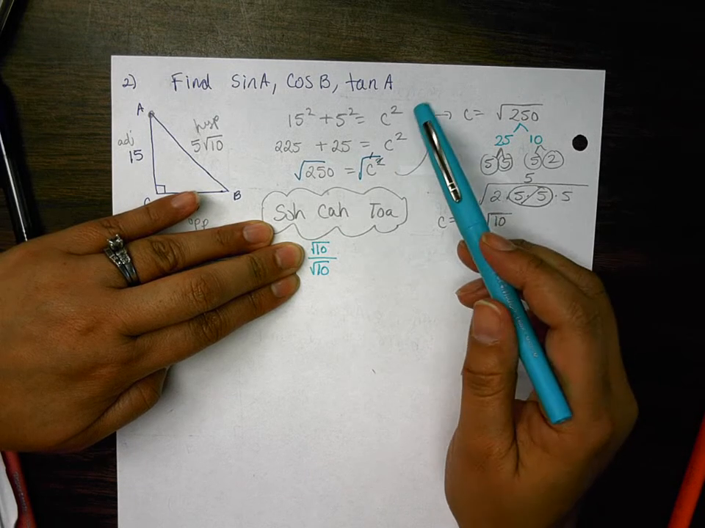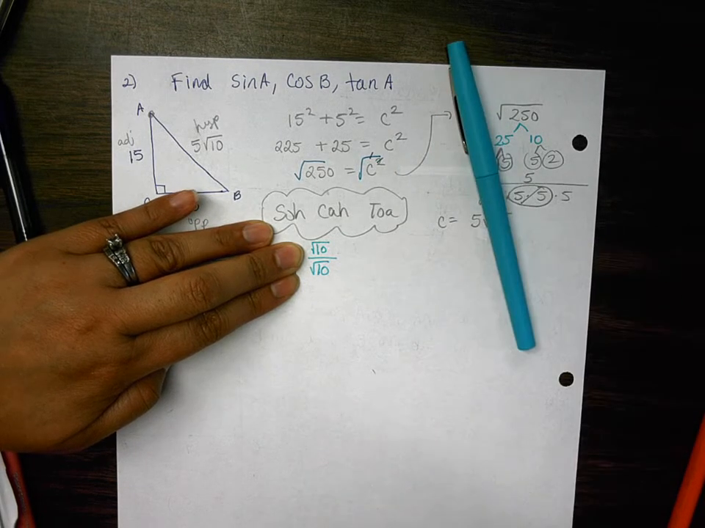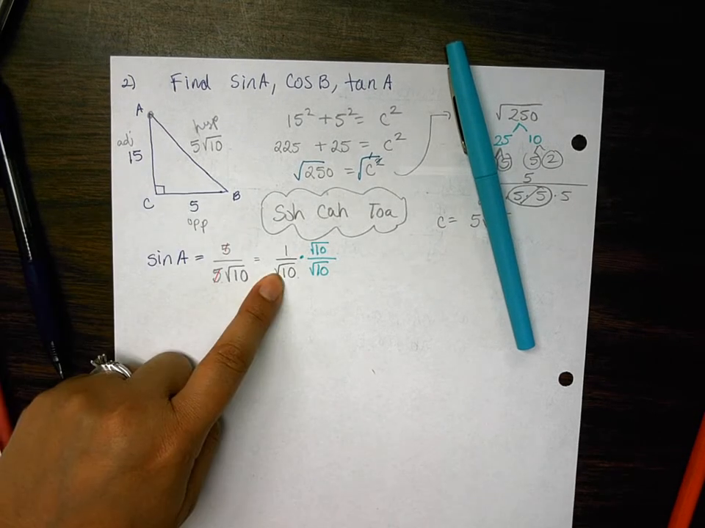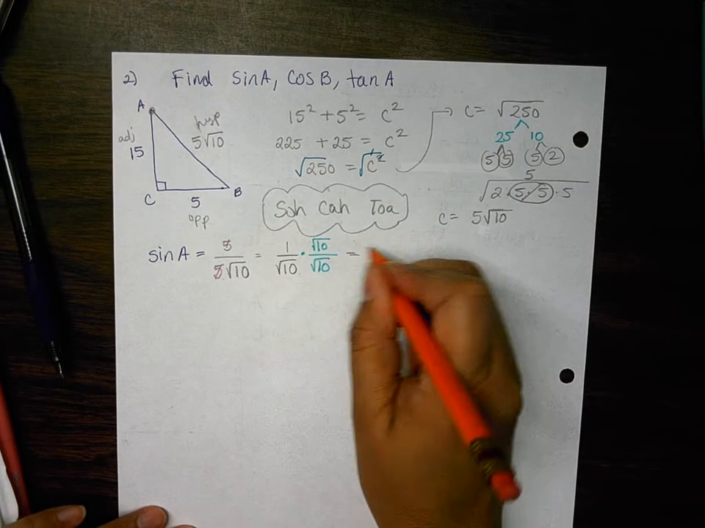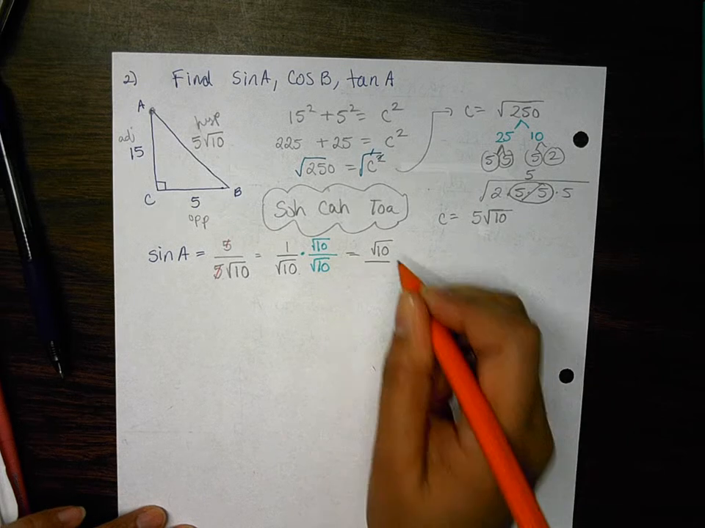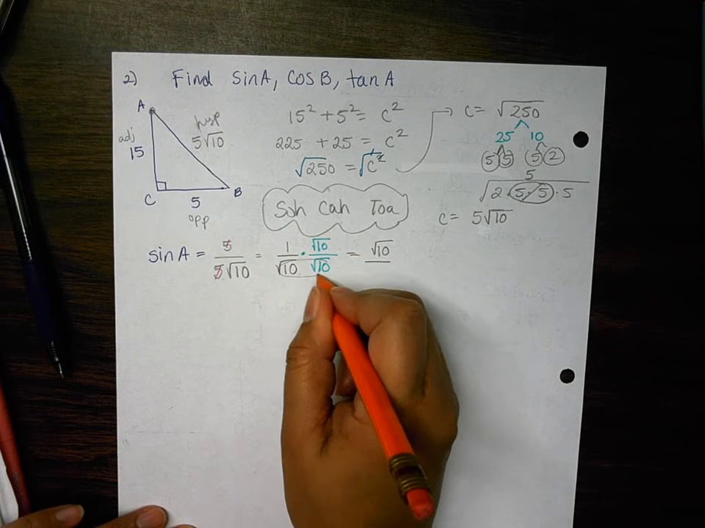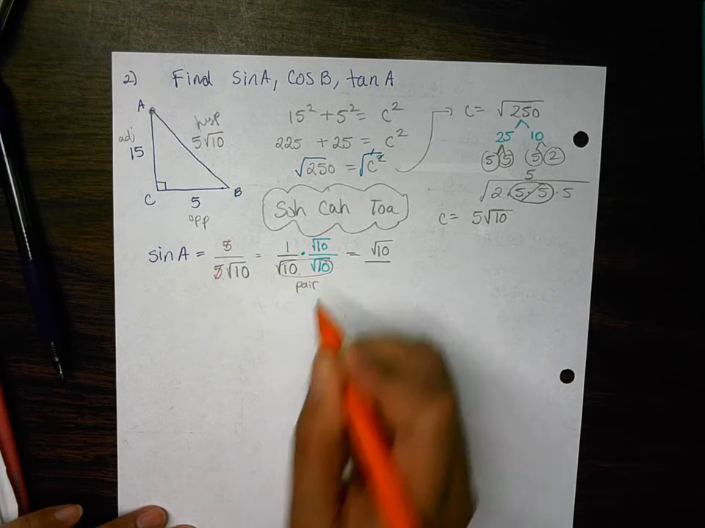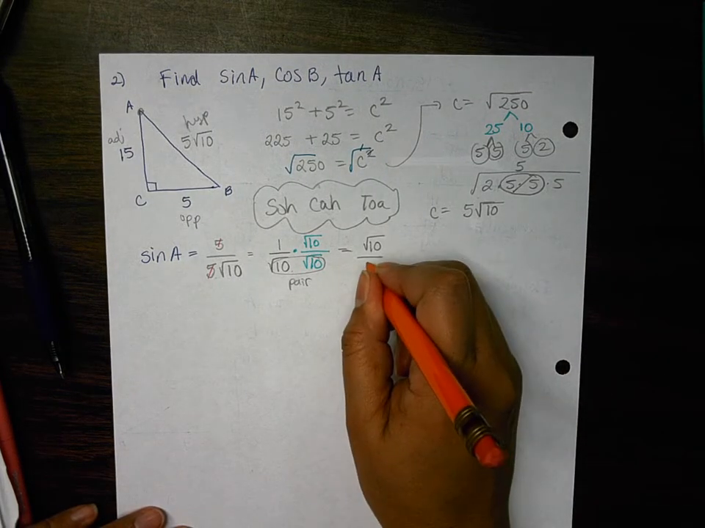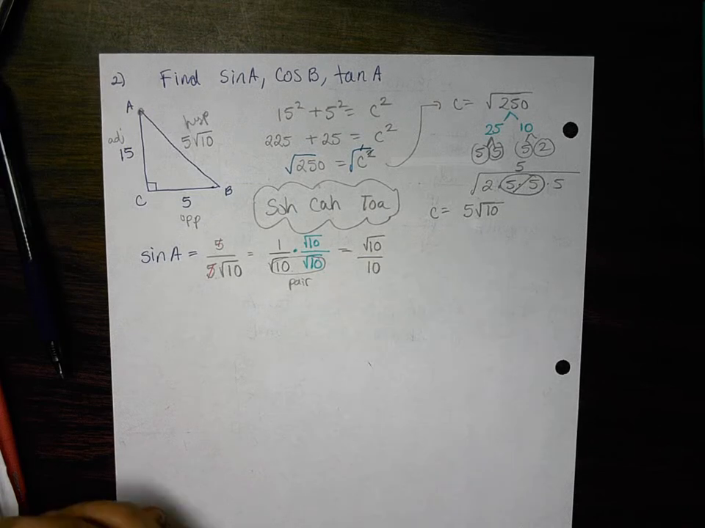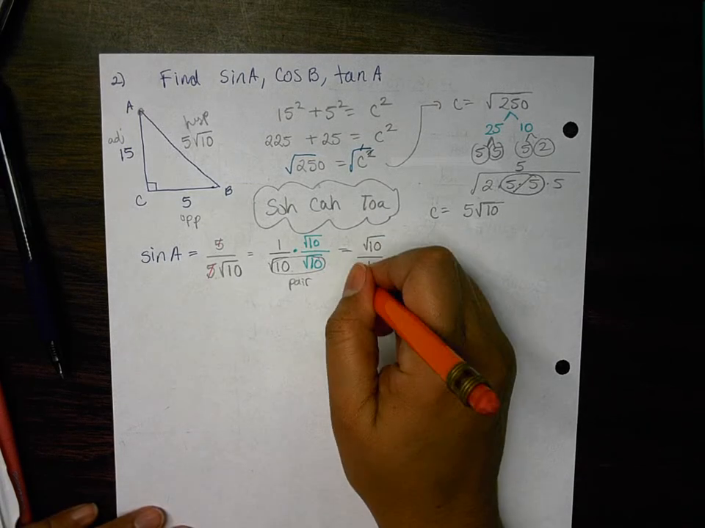Root 10 over root 10 is 1. And 1 is called the what? The multiplicative identity. Meaning if you multiply by 1, do you change the original value? No, you're going to change the way it looks, which is what we want. 1 times root 10 is root 10. And the whole reason we picked root 10 is so that there would be a what? A pair. Without saying 100, what's root 10 times root 10? Is it just 10? That is your answer for sine of A.